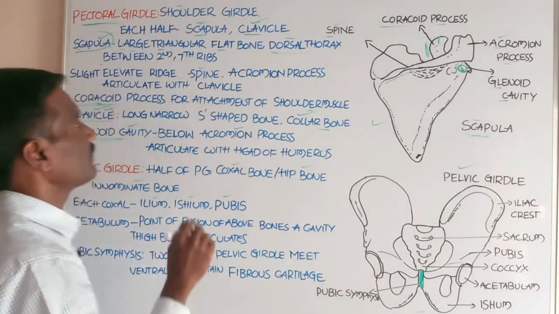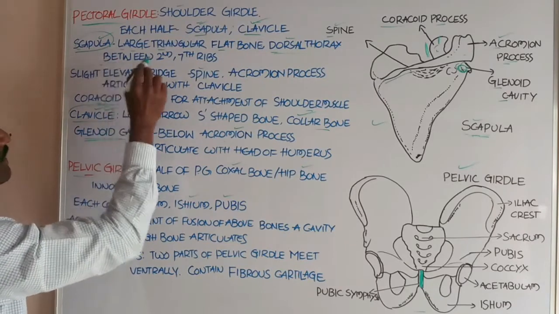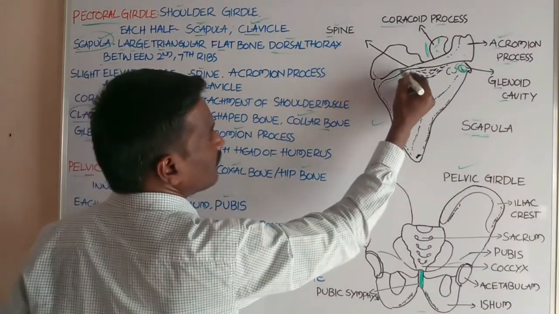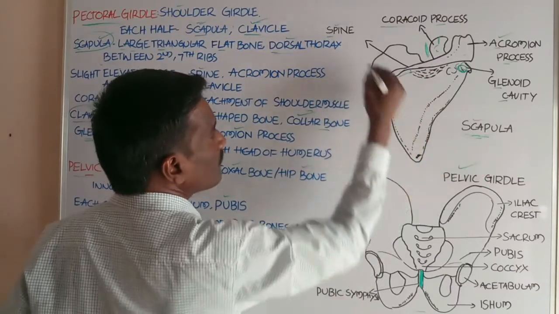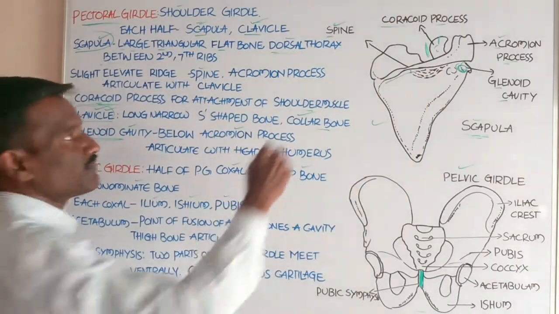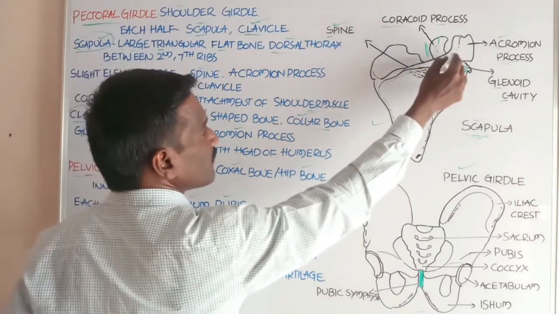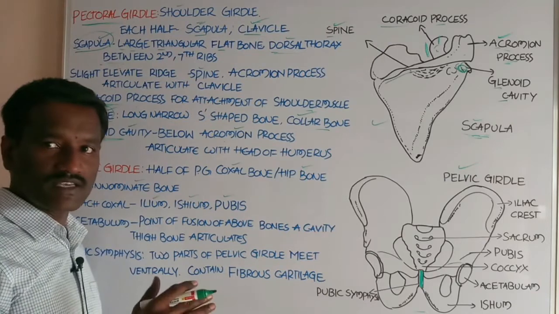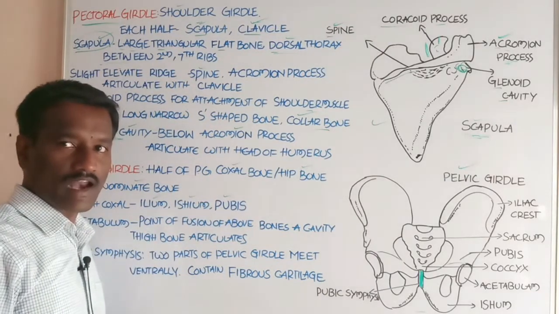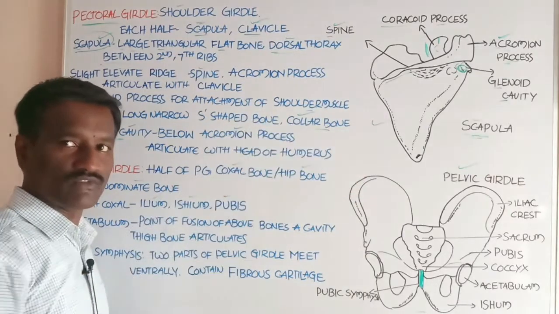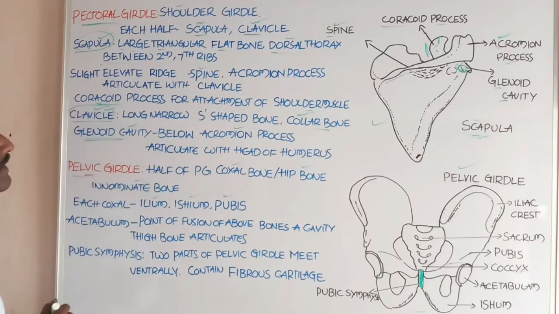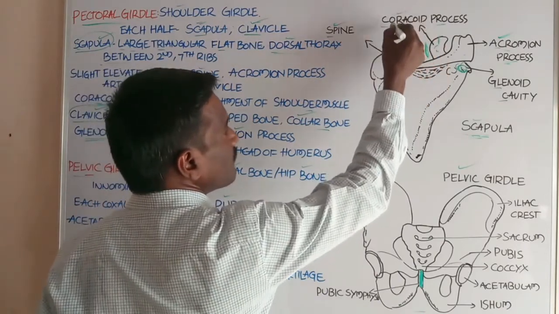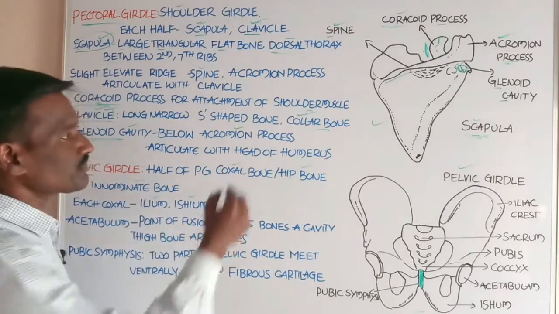Okay, student. Next, it is present at the level between the second and the seventh ribs of the body. Another slightly elevated ridge arises from the scapula, which is called the spine. The spine expands outward into a projected flattened process called the acromion process. The acromion process articulates with the clavicle. The clavicle is the other bone present in each half of the pectoral girdle. Next is the coracoid process. There is also another process-like arrangement called the coracoid process. It attaches to the shoulder muscle.